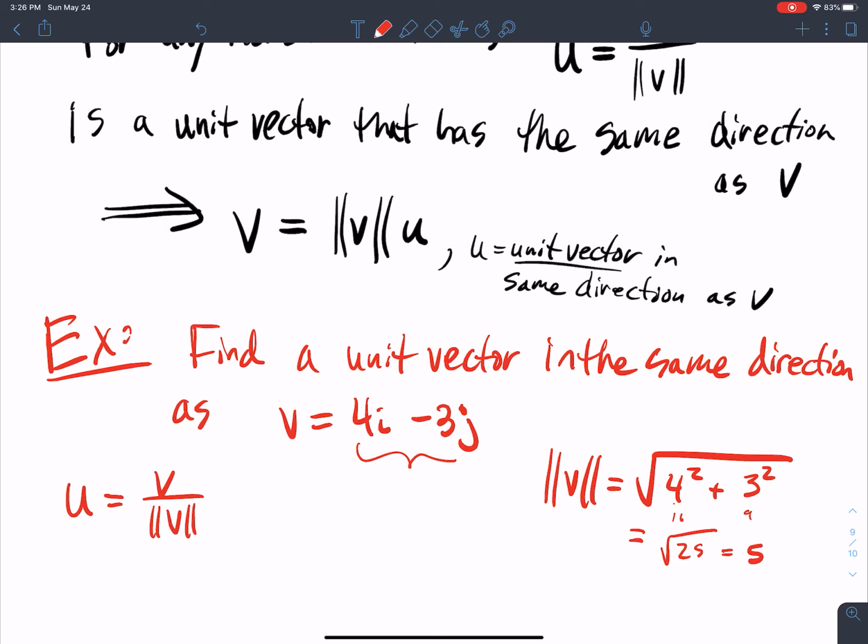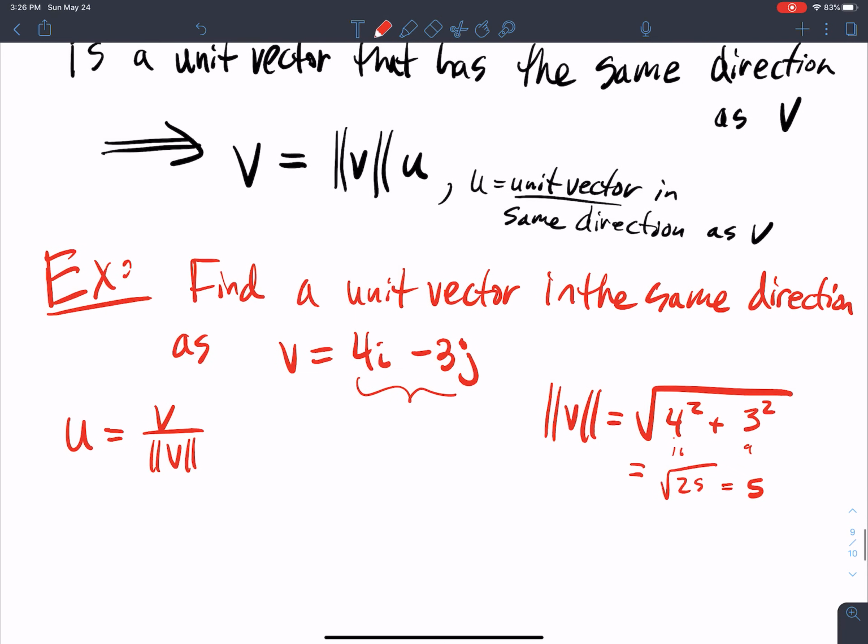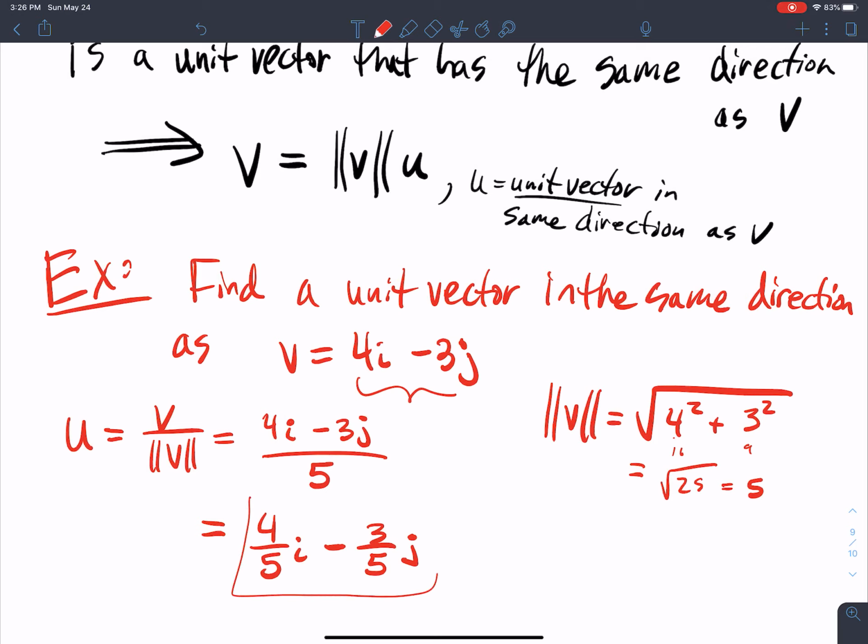Okay, so now I multiply, right? This is equal to 4i minus 3j divided by 5. So what does this equal? It's 4 divided by 5 i minus 3 divided by 5 j. Okay? This right here is my unit vector. That is the u. Okay?